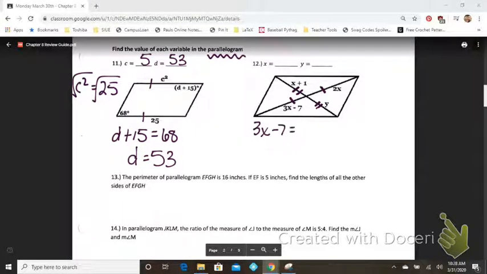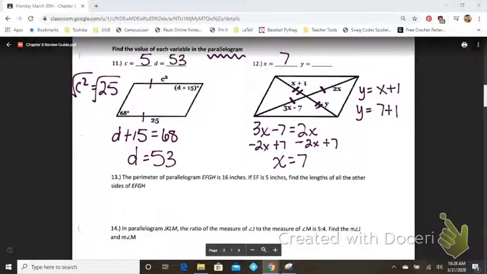3x minus 7 equals 2x. Doesn't really matter to me which way you go about your algebra. I would subtract 2x from both sides and add 7 to both sides, which would give me 1x is equal to 7. Once I do that, in order to find y, I know that y is going to equal x plus 1. Luckily, I just found x, so I can plug that in, and 7 plus 1 is 8.